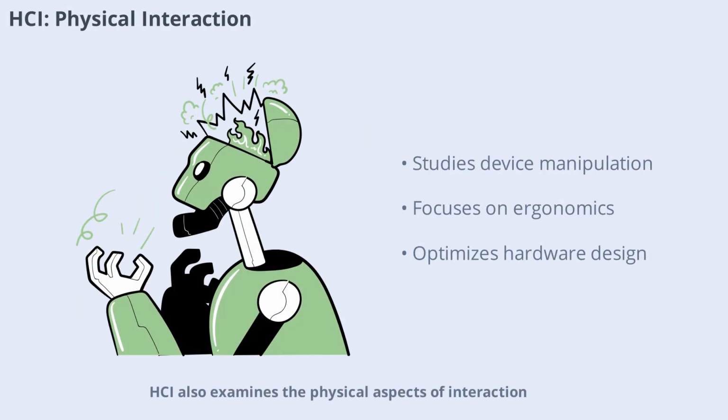HCI also examines the physical aspects of interaction, such as how users manipulate devices or input information. This includes studying ergonomics, motor skills, and the design of hardware like keyboards, mice, and touchscreens. By optimizing physical interactions, HCI ensures that technology is comfortable and efficient to use.